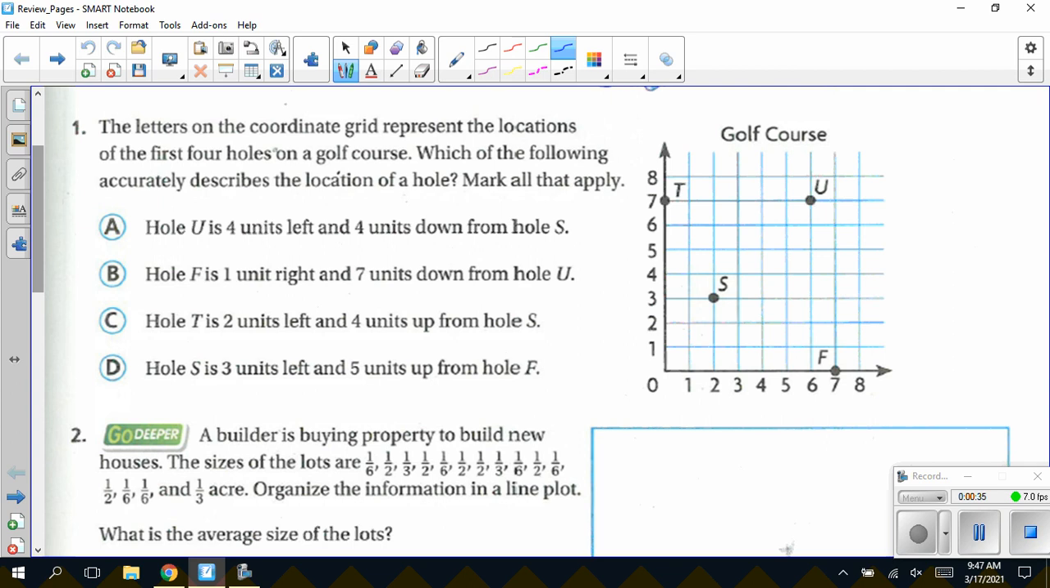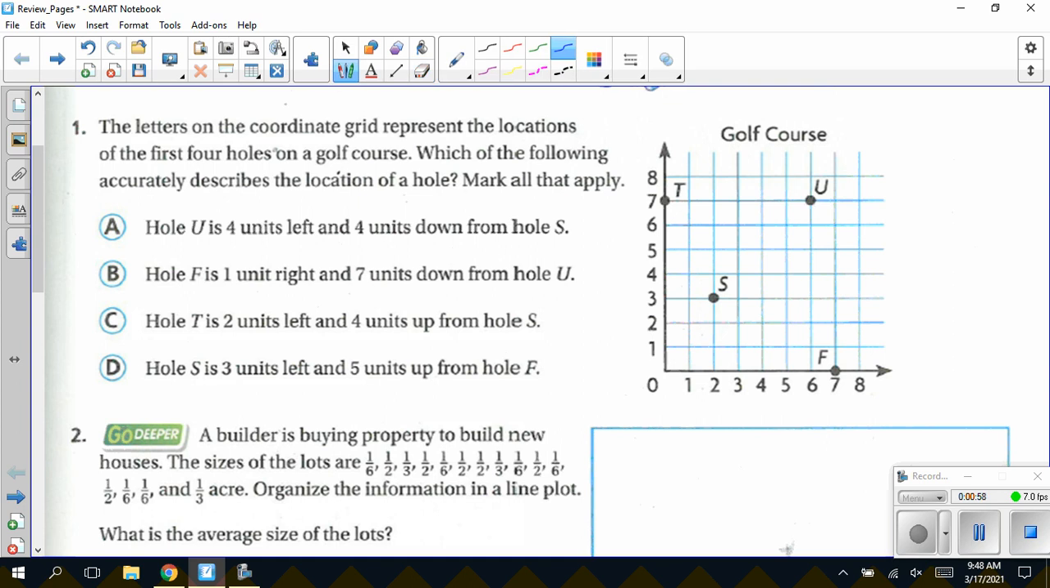answer. So for A, it says hole U is 4 units left and 4 units down from hole S. So if I start at S and I go 4 to the left, I would go 1, 2, and I run out of my coordinate grid. So therefore I know that right away A is not one of the choices that I can use.